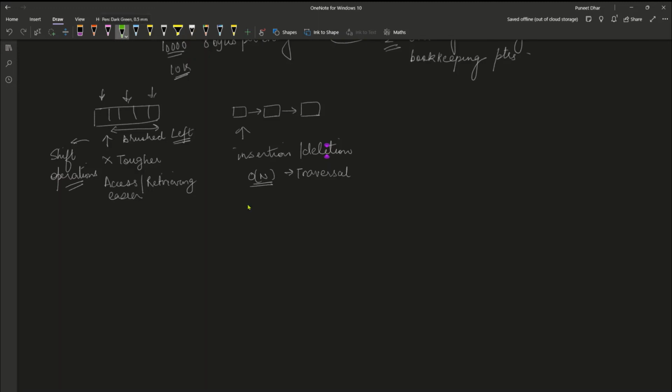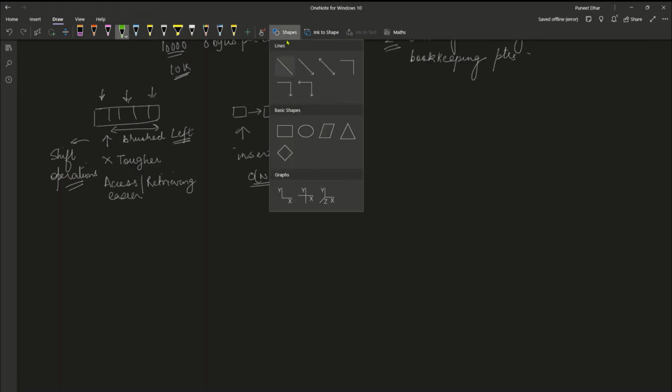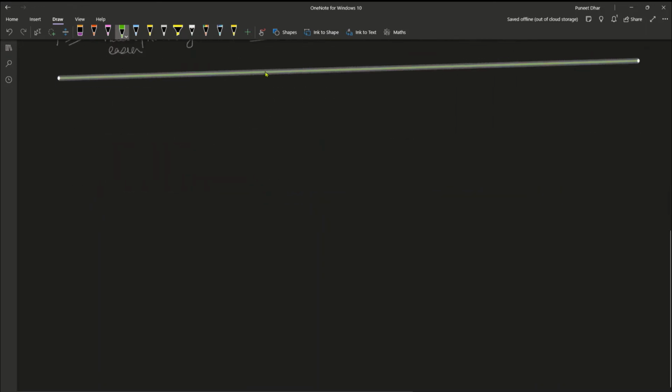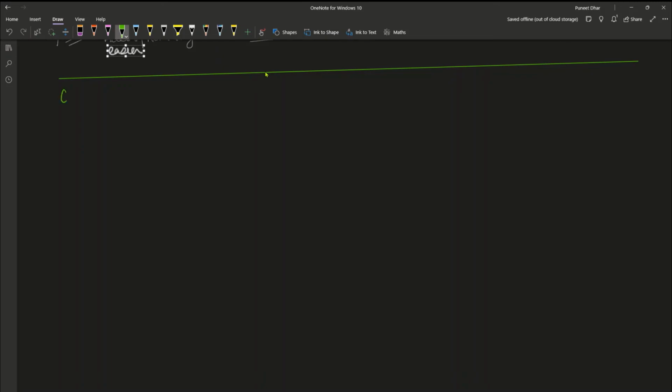So this was some information around the linked lists in general. Now let us look at the coding perspective for this.